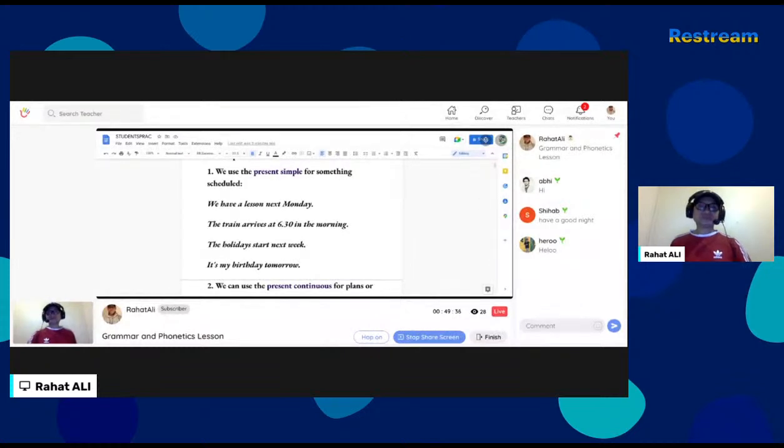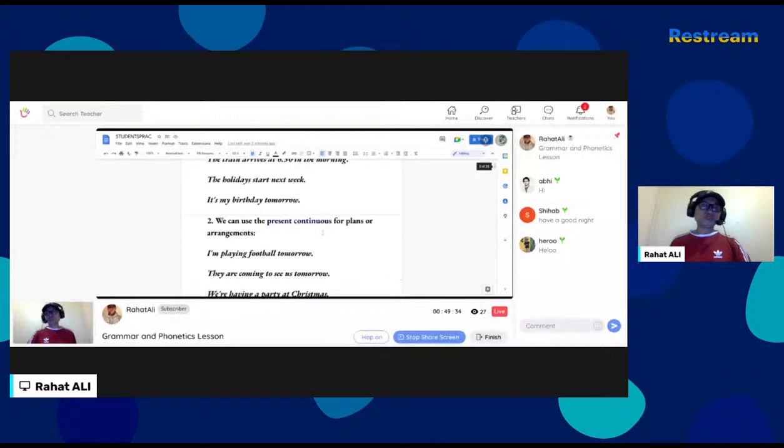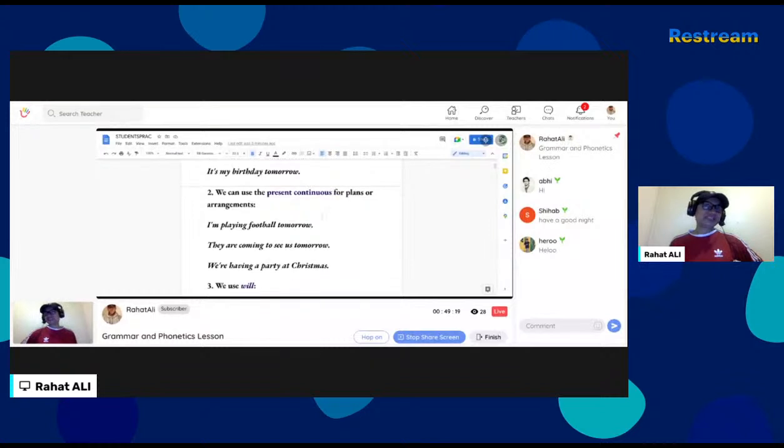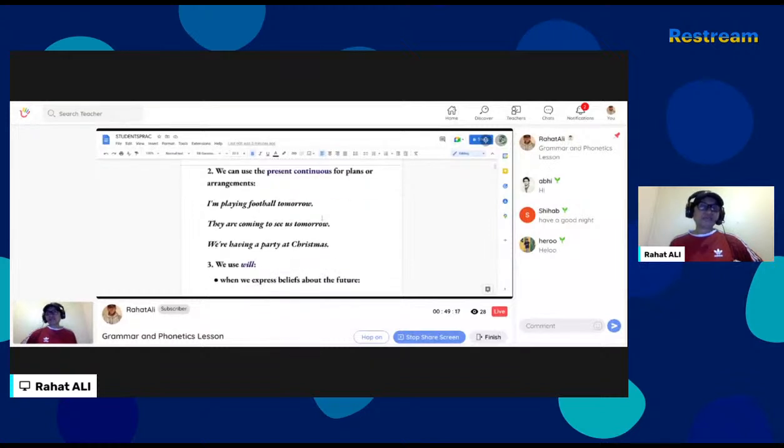Number two, we use present continuous or progressive for plans or arrangements. I'm playing football tomorrow. They are coming to see us next week. We're having a party at Christmas.